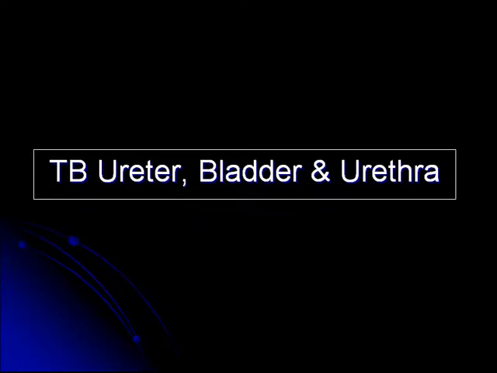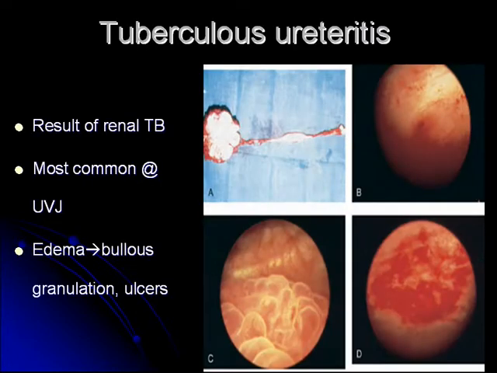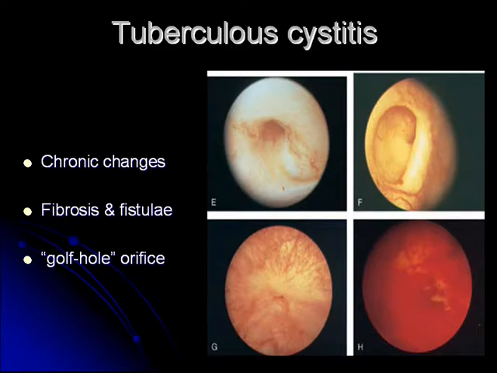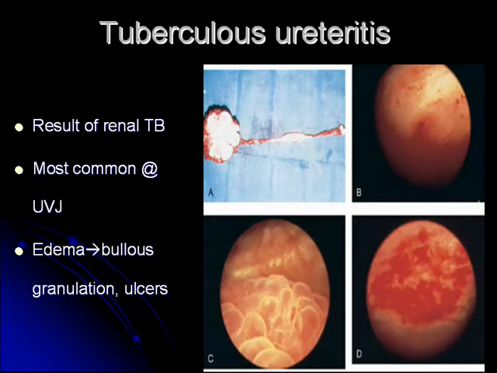TB affects everything downstream from the kidneys as well, including the ureter, the bladder, and the urethra, and we'll talk about those in a systematic fashion. When you look at the ureter, typically the disease starts in the distal third, particularly at the ureterovesical junction. What we see early on are ulcerations and bullous edema, and this eventually progresses to fibrosis, scarring, and the appearance of golf hole orifices. Dr. Maston was talking about the delta sign, which I didn't come across, but I think it is this area of inflammation around the UO, which is classic for tuberculosis.